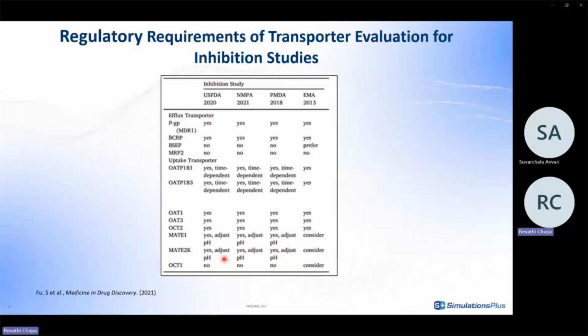So now Suvarchala would be discussing regulatory requirements of transporter evaluation for inhibition studies.